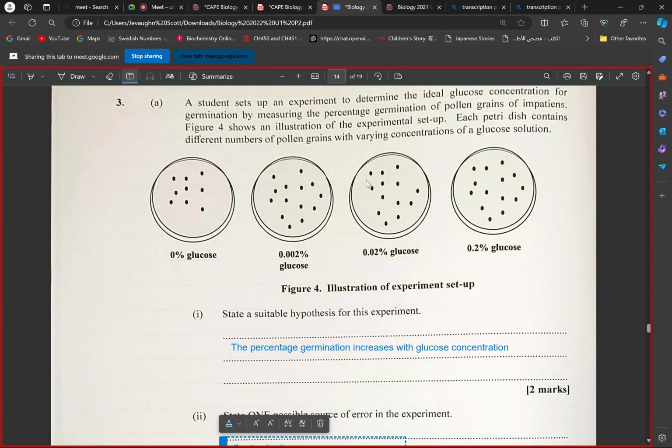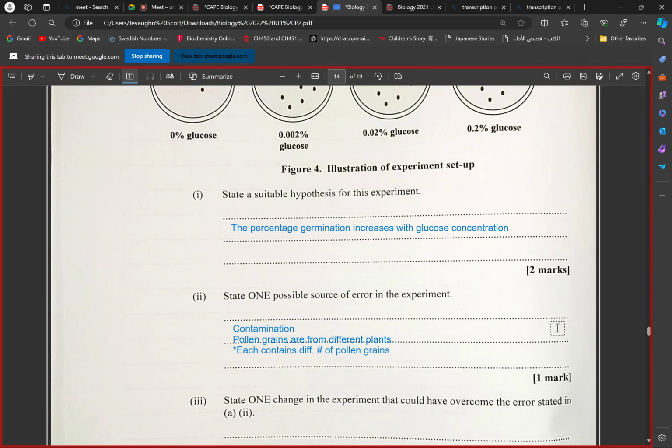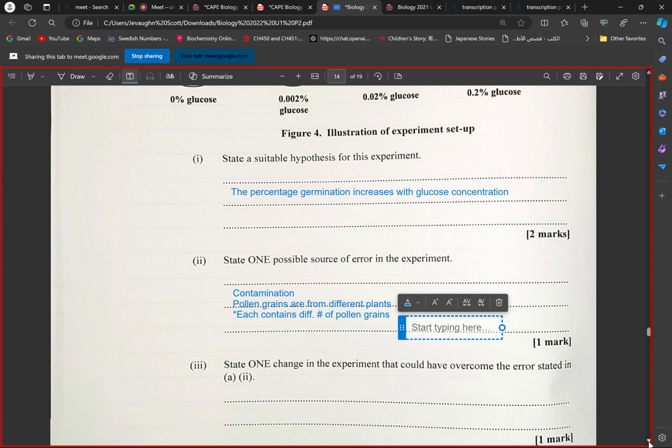And each petri dish contains a different number of pollen grains, right? So notice that each petri dish contains a different number of pollen grains. I think that is the best answer. Let me put an asterisk. Each contains a different number of pollen grains, so we wouldn't be able to see the clear distinction. That's why I put an asterisk there, because it's in the question itself: different number of pollen grains.